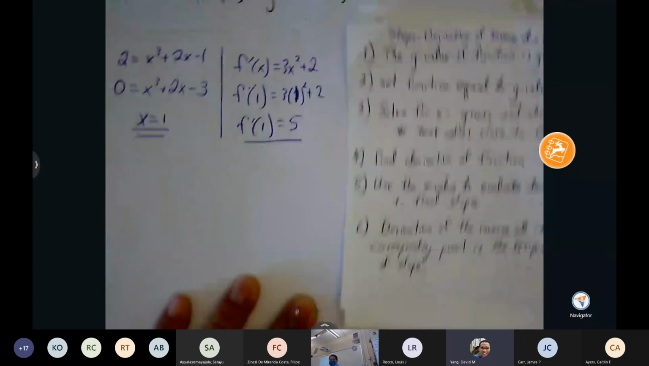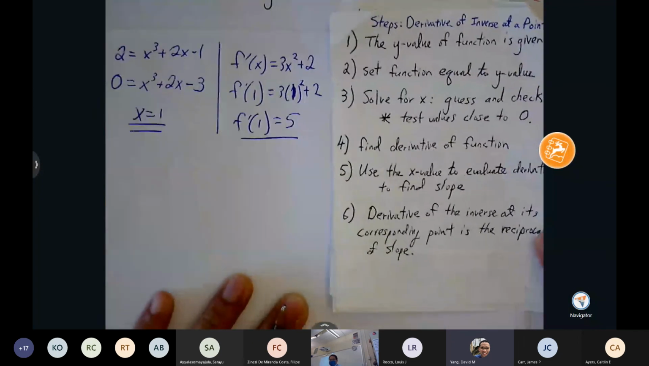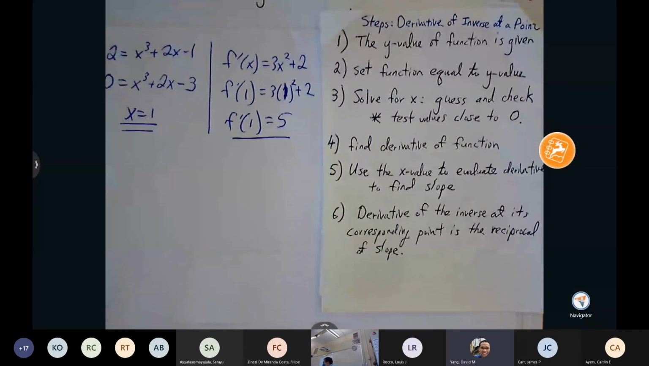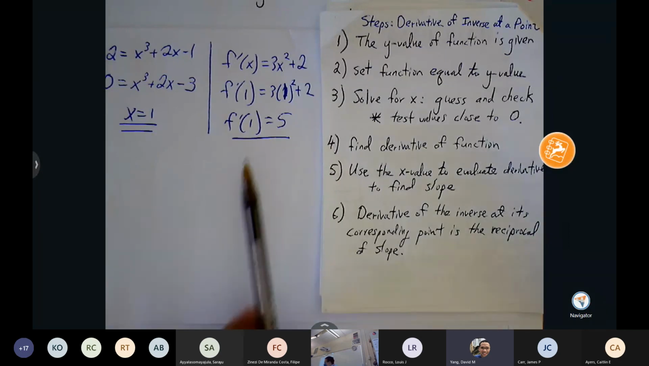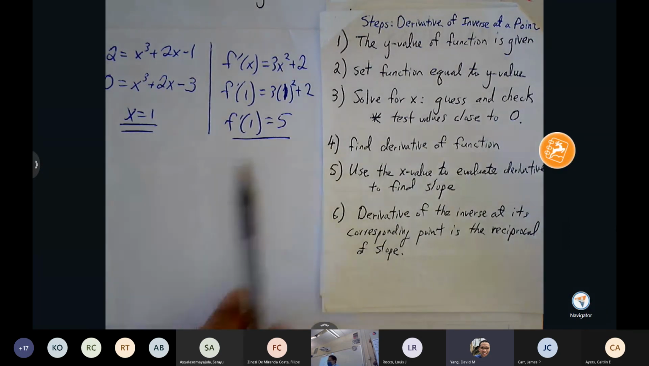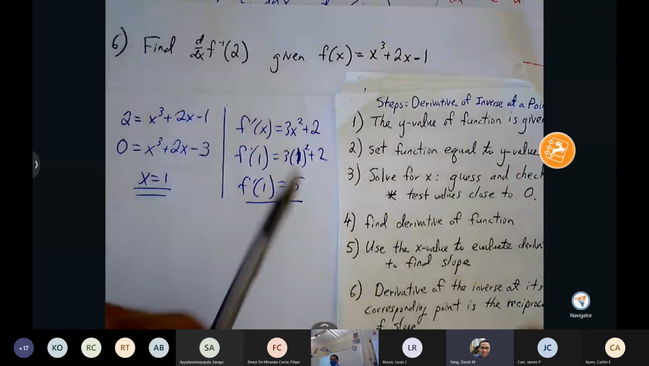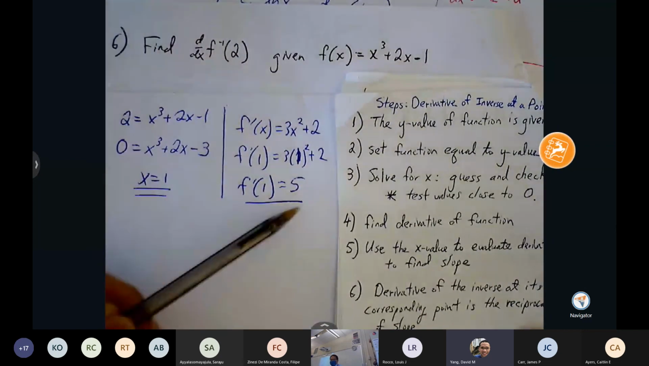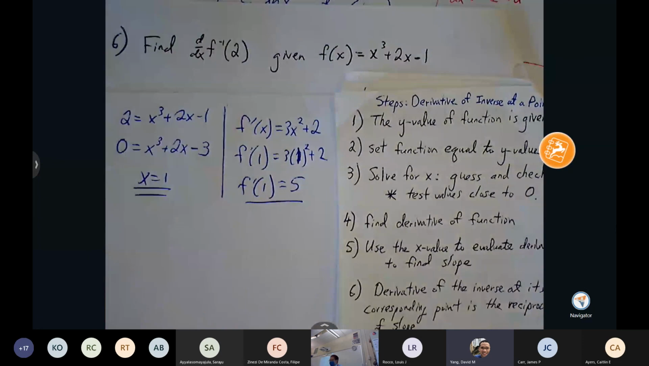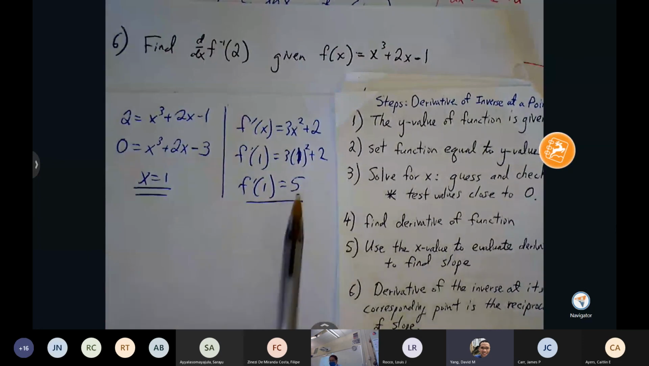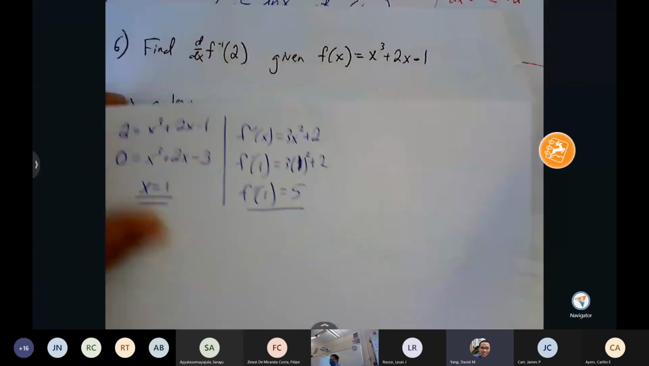Okay, so is that our answer here? It's going to be the reciprocal, right? So this is the slope of the f graph, but it's asking for the slope of the inverse at its corresponding point. And the relationship of these two steepnesses is that one's going to be a number, the other's going to be the reciprocal of it.